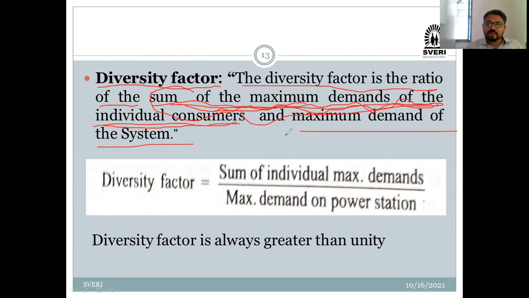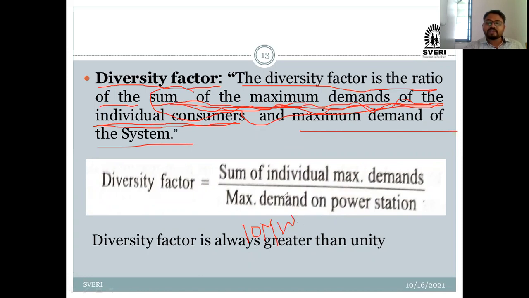What is the diversity factor? It is the ratio of the sum of the maximum demand of the individual consumers, the sum of the maximum demands of all consumers, to the maximum demand on that power station, or you can say the maximum demand of that system. Everybody got it? Suppose the maximum demand on that particular power station in one day is 10 megawatt.